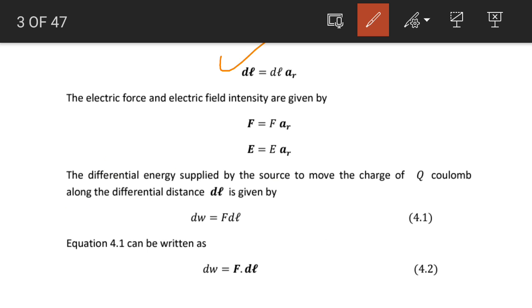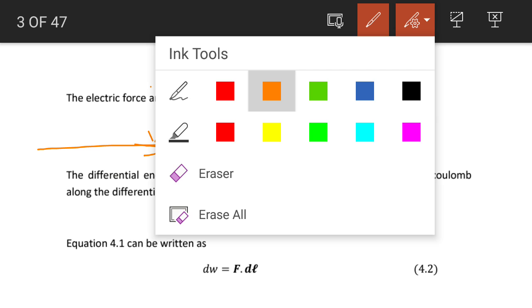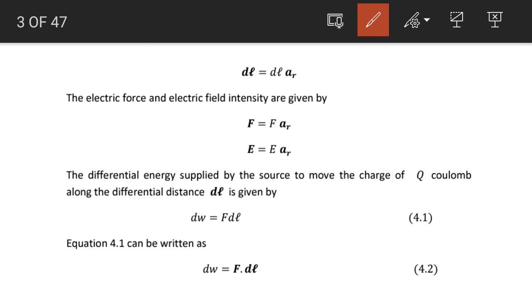We consider this differential length vector in the direction of the electric field intensity or in the direction of the force. So we know that there will be a force of repulsion on the charge of Q Coulomb, and this charge of Q Coulomb will move in the direction of the force. So the force is in the direction of the unit vector AR as well. Similarly, the electric field intensity in this region will be in the direction of the unit vector AR. So we consider the unit vector in this particular direction, and we assume that this unit vector is represented by AR.